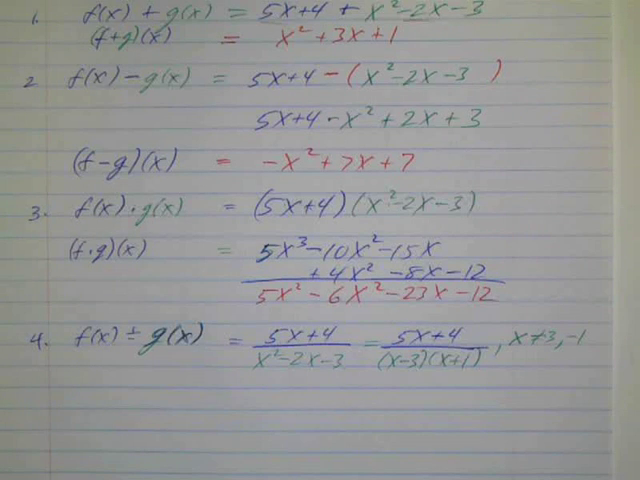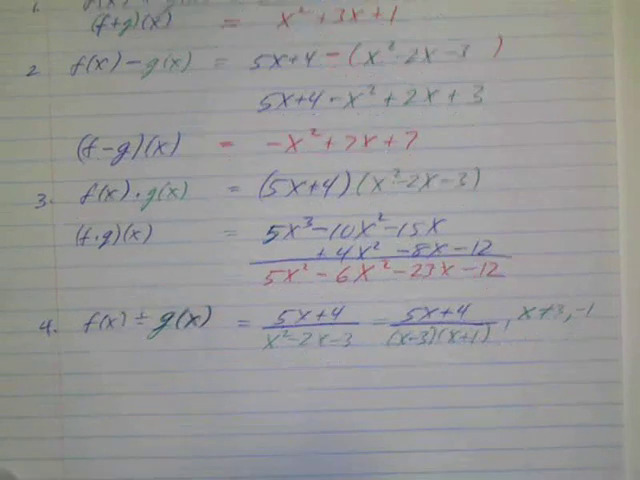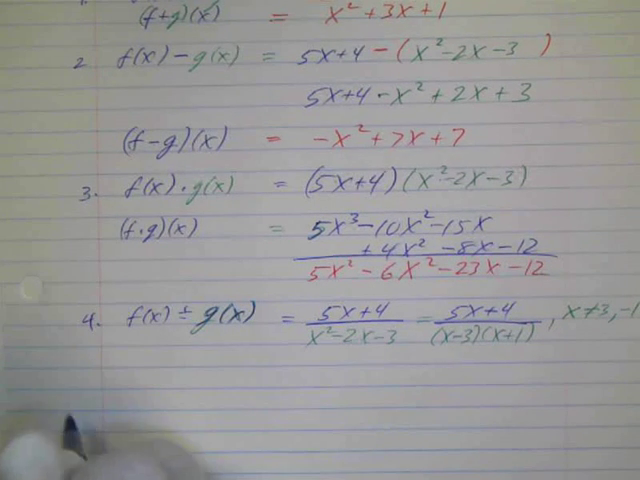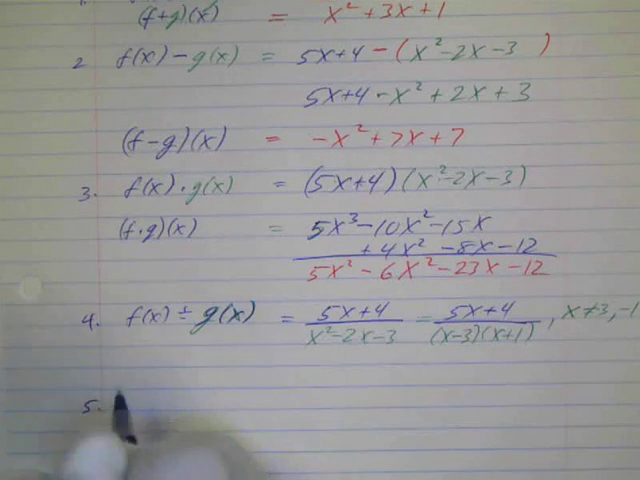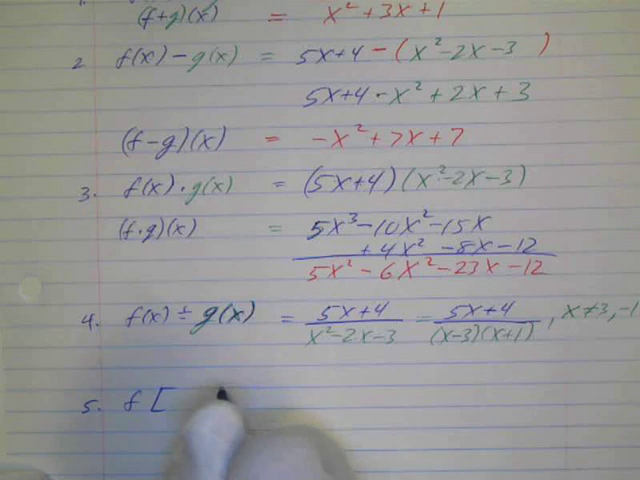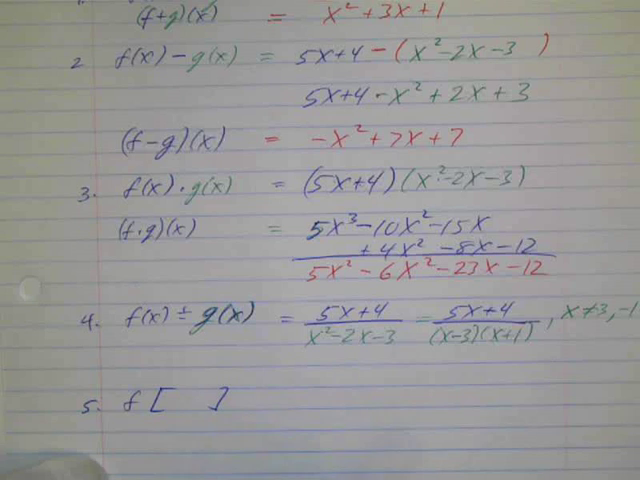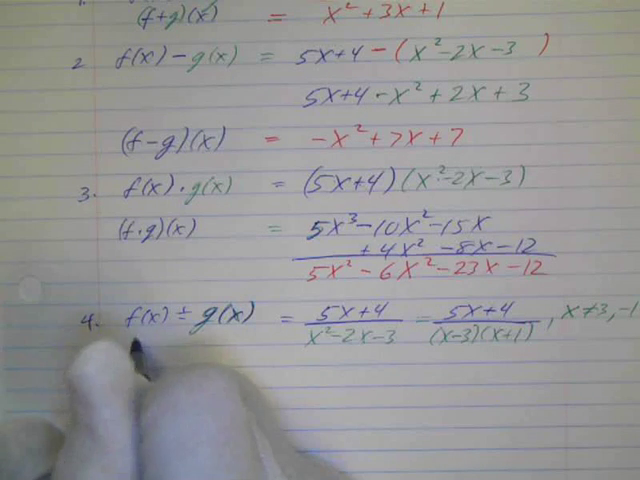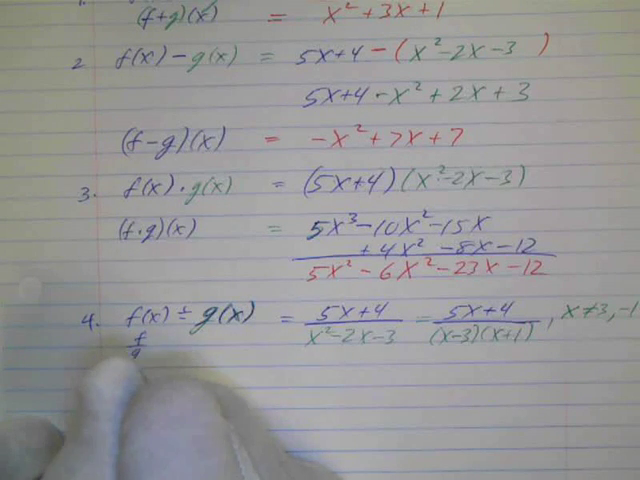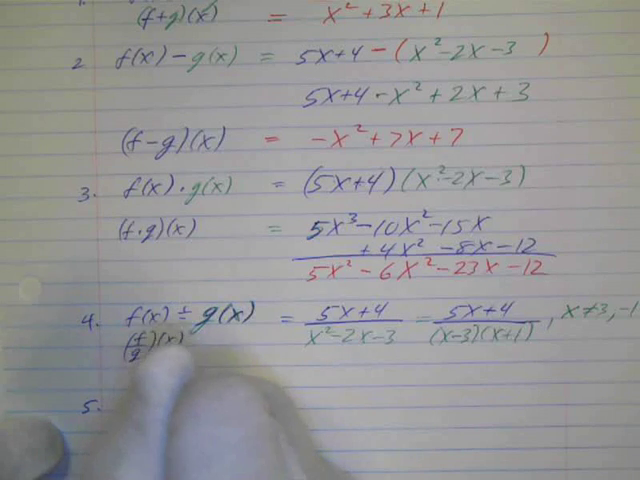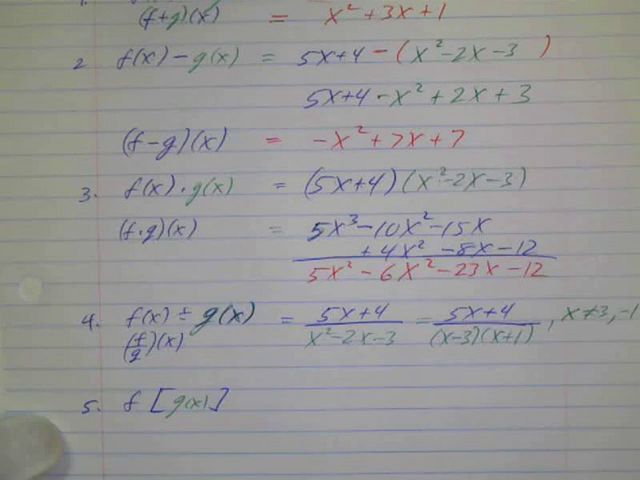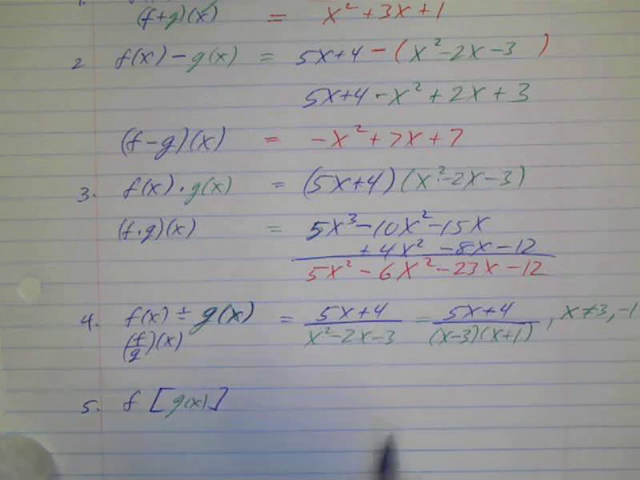Okay. And then number 5, we asked you to write f of g of x. Of g of x. This is a composite function. Oh, we could probably maybe write number 4 as f divided by g of x. We could write it like that also. That's another way of seeing that notation. All right, so now we have a composite function, so f of g of x.